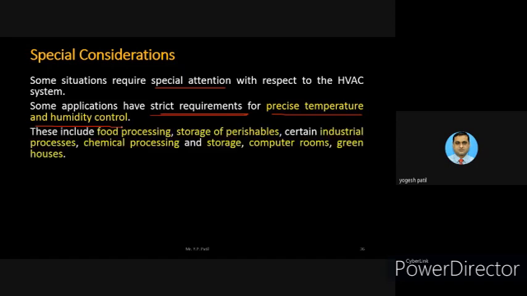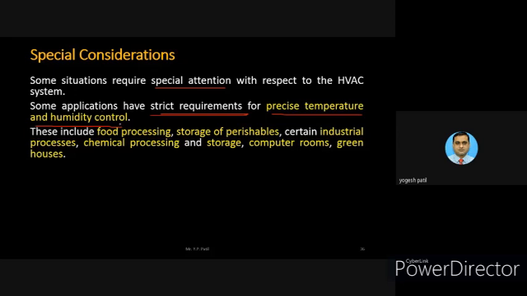These include food processing zones, maybe industry, storage of perishables, then certain industrial processes, chemical processing, storage, computer rooms, greenhouses. These places are very important places in a plant, building, or hospital. We need to pay more attention, or precise control is required, in these particular zones.